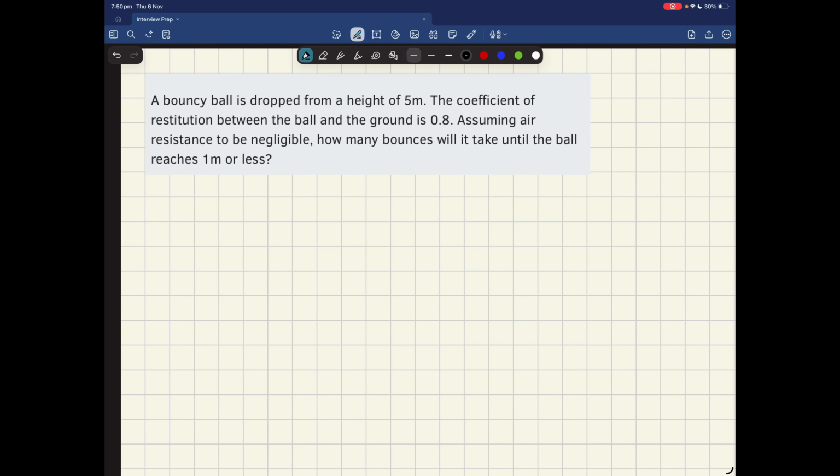In this question, we're given that a bouncy ball is dropped from a height of 5 meters. The coefficient of restitution between the ball and the ground is 0.8. Assuming air resistance to be negligible, how many bounces will it take until the ball reaches 1 meter or less?